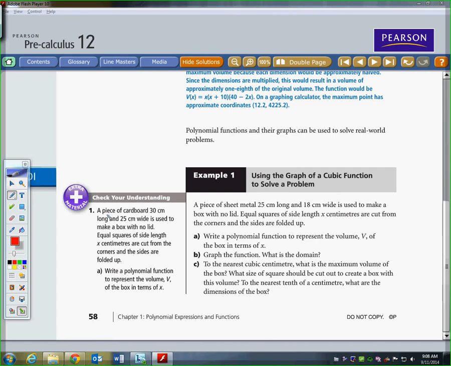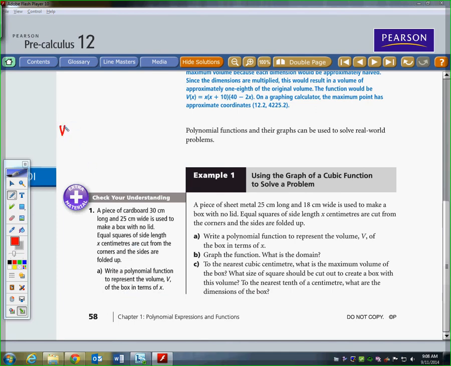It says a piece of cardboard 30 centimeters long and 25 centimeters wide is used to make a box with no lid. Similar kind of question. Equal sides, squares of side length x are cut from the corners and the sides are folded up. Write a polynomial function to represent the volume of the box in terms of x.